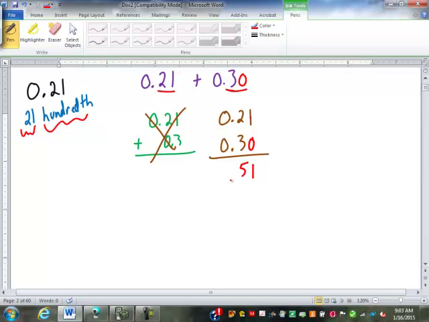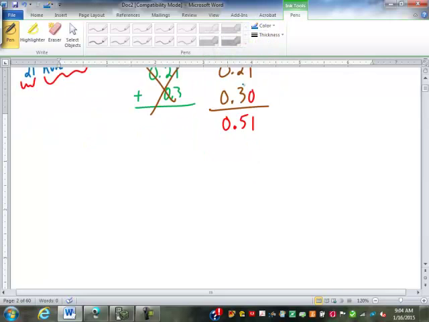What do we do with the decimal point? We bring it straight down. Why do we bring it straight down? Well, 21 hundredths plus 30 hundredths is going to be 51 hundredths. When we add, we keep the same name. So when we add or subtract decimals, bringing the decimal point straight down is just keeping the same name.